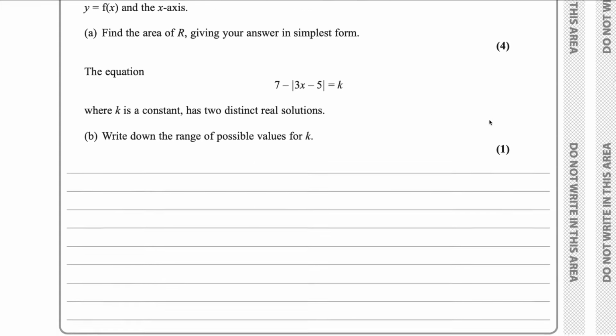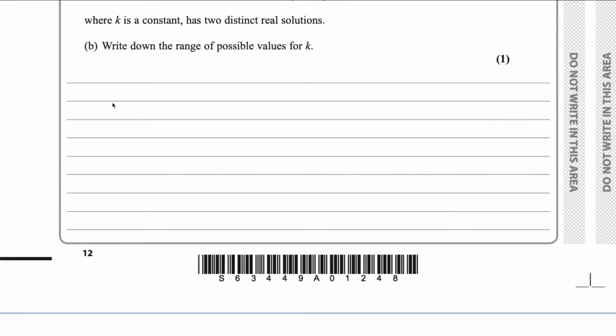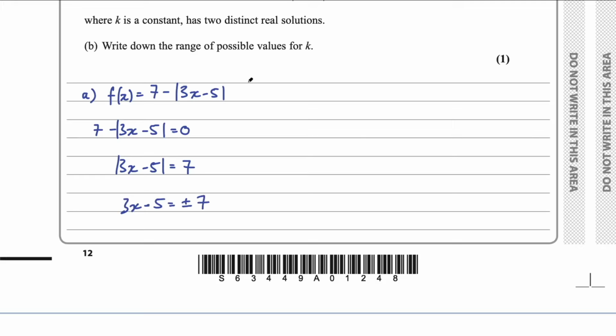So let's start off with the x values where the graph cuts the x-axis. To do that, let's firstly write down f of x down here. So this is 7 take the absolute value of 3x take 5. Then let this equal 0. Add that absolute value of 3x take 5 to the other side. So we would have the absolute value of 3x take 5 equal to 7. To get rid of those absolute value symbols, we want to let the other side equal positive or negative 7. So then we'd have 3x take 5 equal to positive or negative 7, and then solve for x in these two different situations.